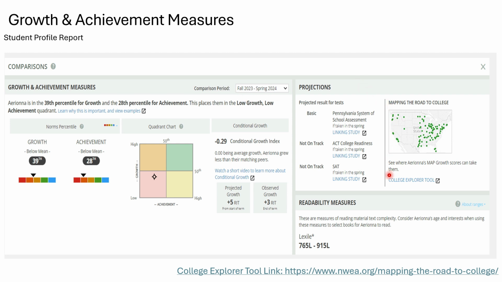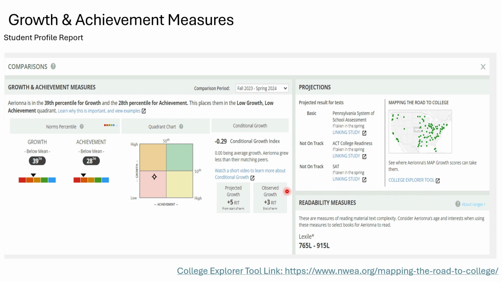You'll also see mapping the road to college. There is a College Explorer tool that we will look at in another video, but I do have the link down there if you wanted to go to that website and take a look at what it has to offer. It does a great job of taking students' individual data, showing them what they'd be on track to go to school for and what colleges or trade schools would offer the programs they're interested in. And then it goes into tuition and the ACT and SAT scores they'd have to receive to get into that specific college, university, or trade school.